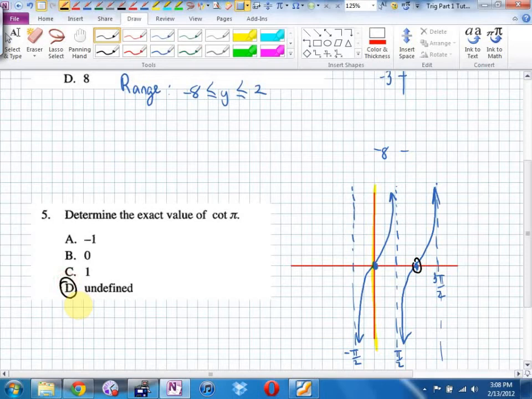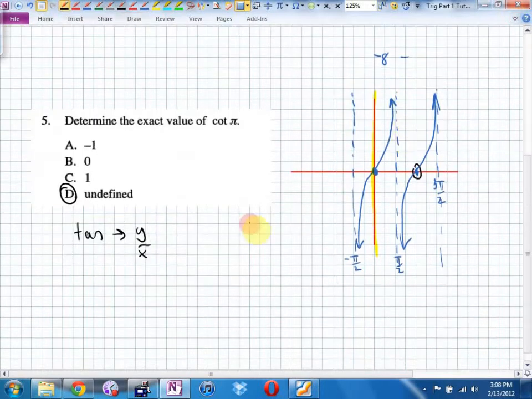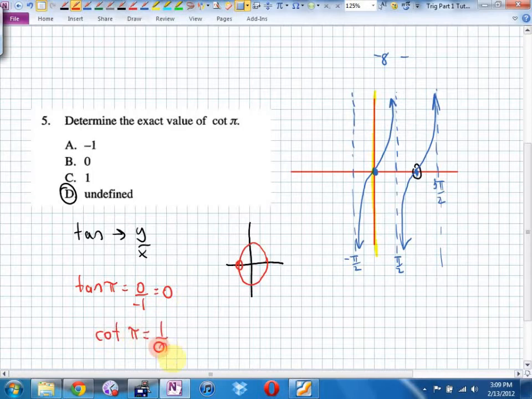The second way to do this would have been to simply say, you know what? Tangent is defined as y over x. And if I go to my lovely little unit circle, pi is right there. What's my y coordinate right there? 0 over, what's my x coordinate? Negative 1. What is 0 divided by a negative 1? When 0 is on the top, that works out to 0, and then you would say cotangent of pi was the reciprocal, 1 over 0, undefined. So I can get there in a couple of ways.